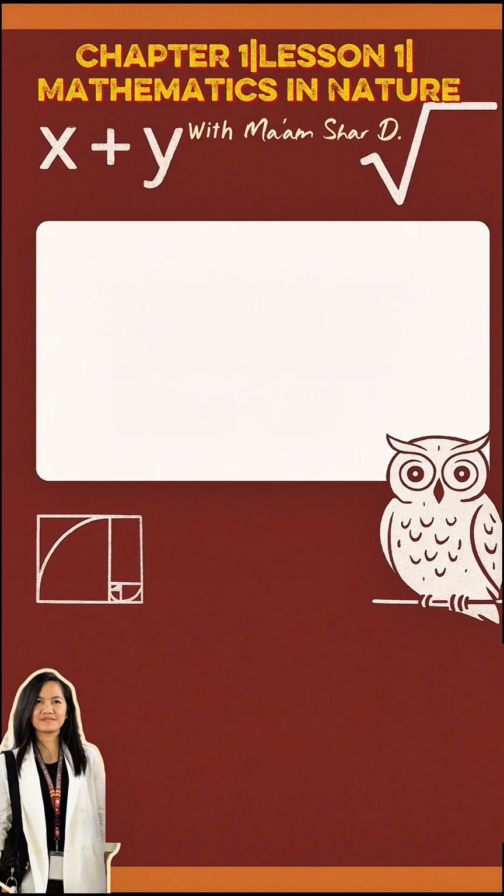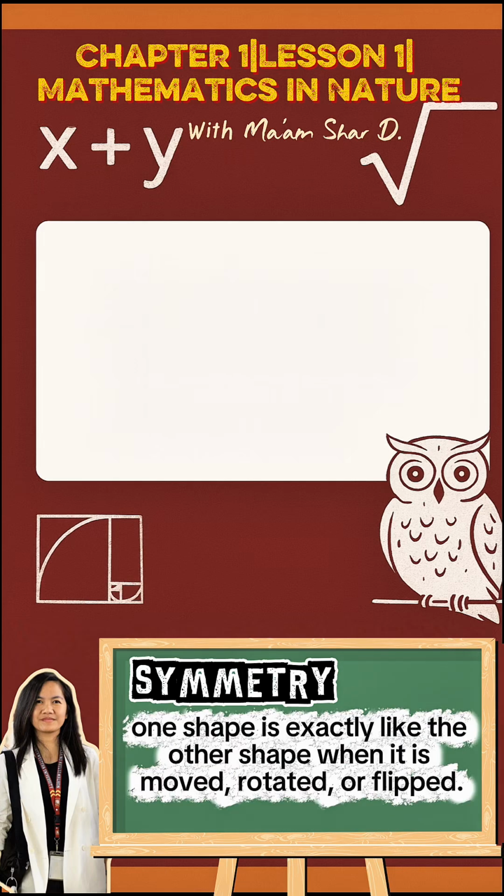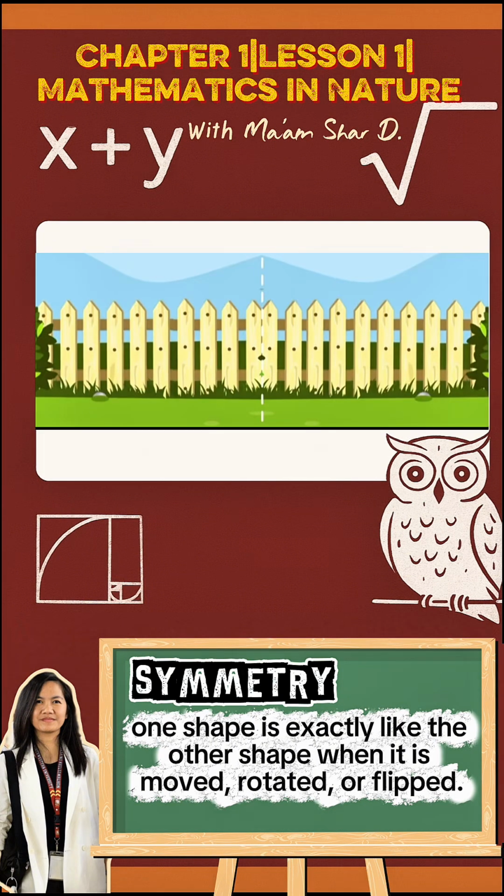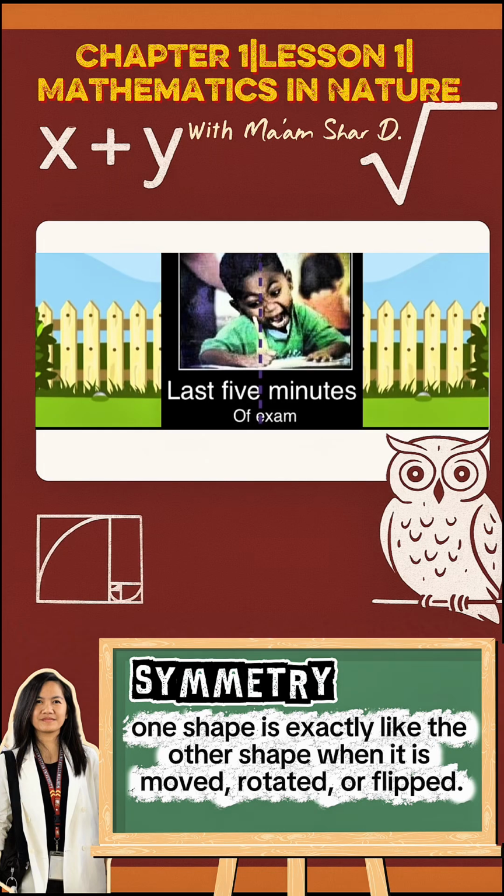Let's begin. When one shape is exactly like the other shape when it is moved, rotated, or flipped, we call this pattern in mathematics symmetry. Do you notice anything on the video today? It's a mirage. Whatever is on the left is reflected on the right side. If you put a line on the middle of my face, the result is almost the same because most faces are symmetrical. Unless, of course, it's the face you make in the last 5 minutes of your math exam.